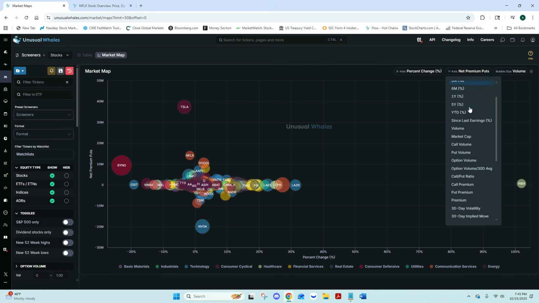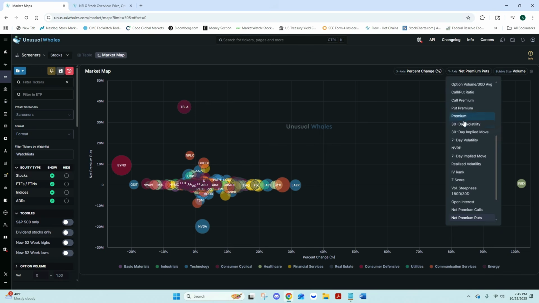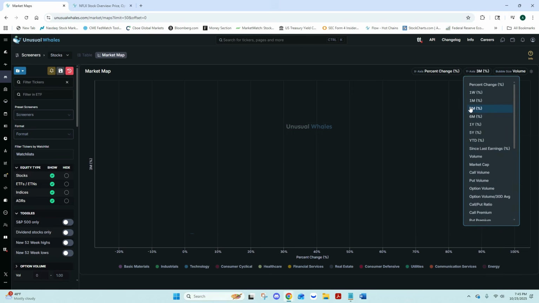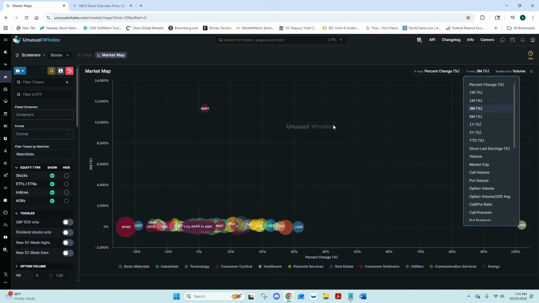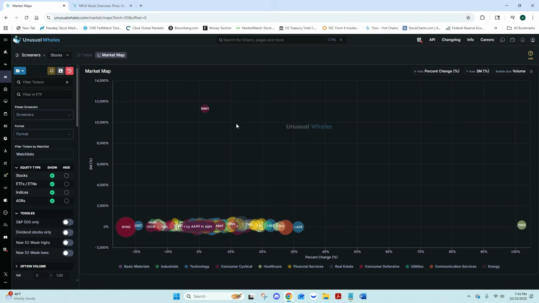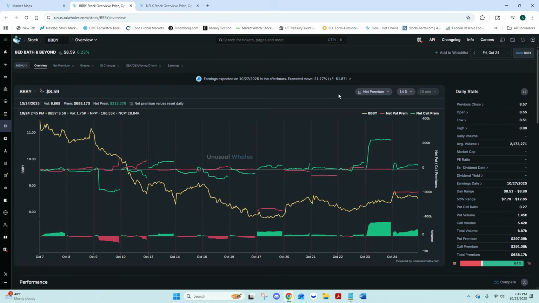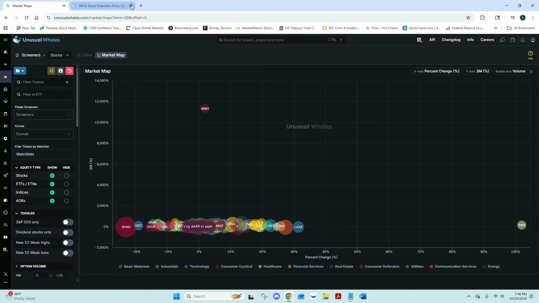Let's take a peek at what else we got. So yeah, you can do it by call put ratio, call premium. You can even do it by a 3-month percent change. So if you're looking to short something, like okay, I'm out 3 months and I've got this BBBY up here, maybe I want to take a peek at it. Just not a lot of options there. Just some bullish yesterday, but that's a quick little overview of it.